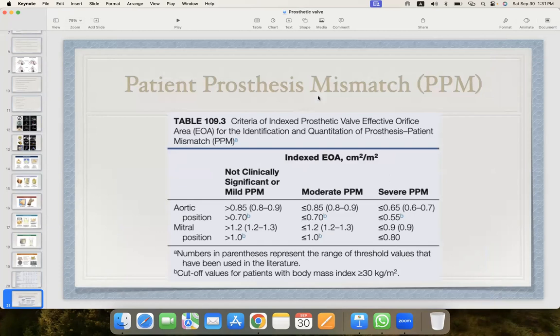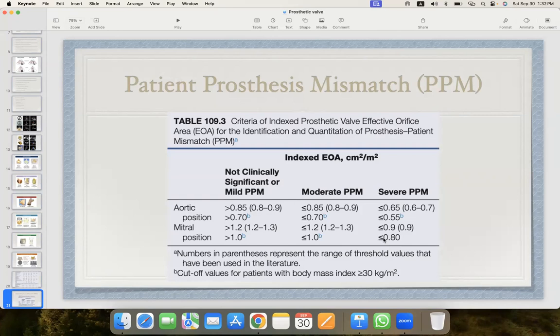And these are the definitions for patient prosthesis mismatch. So for the aortic valve, when you divide the aortic valve area by the body surface area, it should be more than 0.85. If it's less than that, it's considered moderate. If it's less than 0.65, it's considered severe. For the mitral valve, the threshold will be different. It would be 1.2, and less than 0.9 for severe patient prosthesis mismatch.